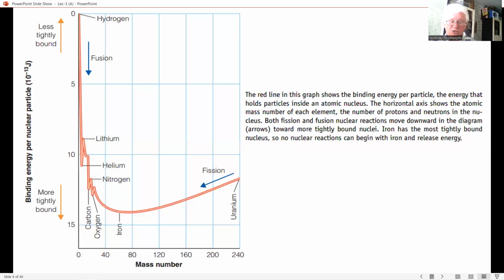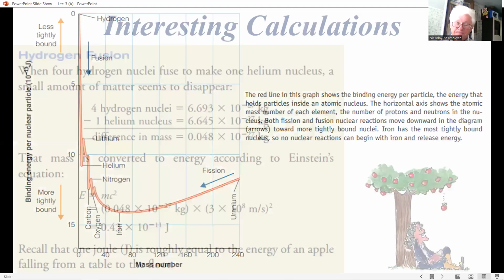And this figure shows how tightly different atomic nuclei are bound. The lower in the diagram, the more tightly the particles in a nucleus are held. Notice that both fusion and fission reactions move downward in the diagram toward more tightly bound nuclei. They both produce energy by releasing the binding energy of atomic nuclei.